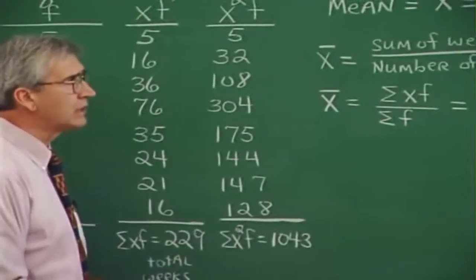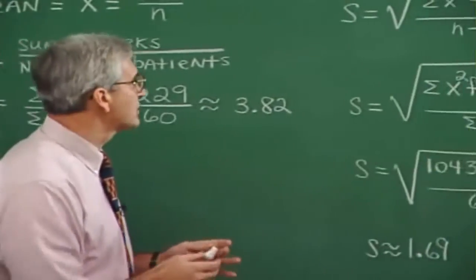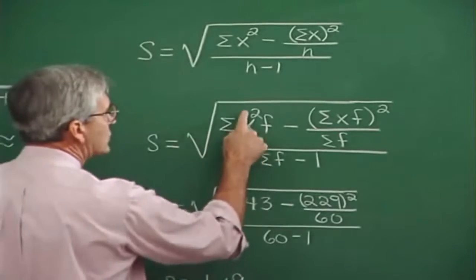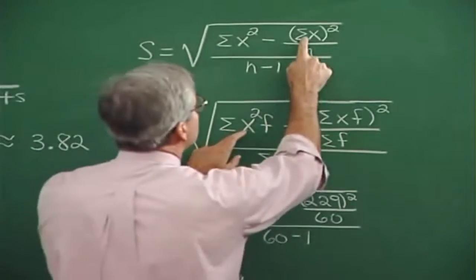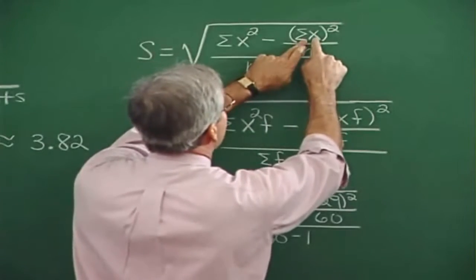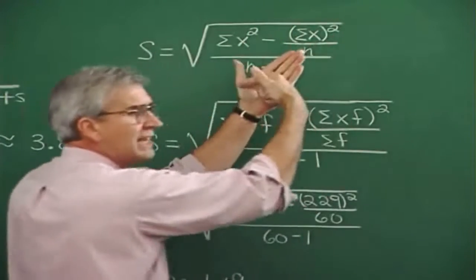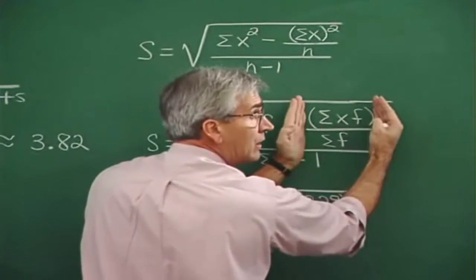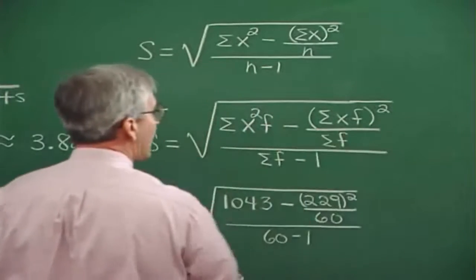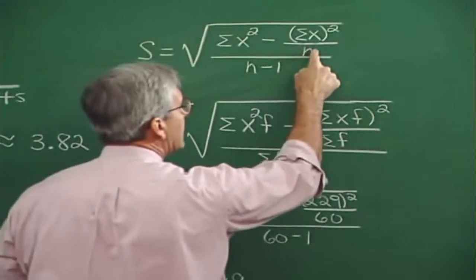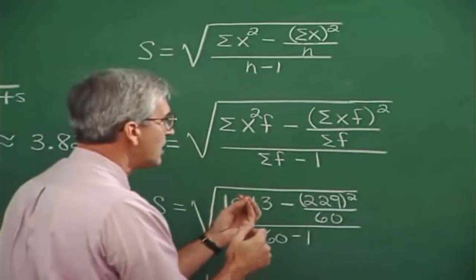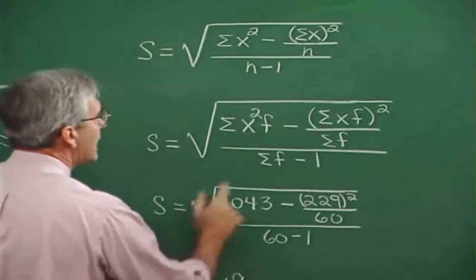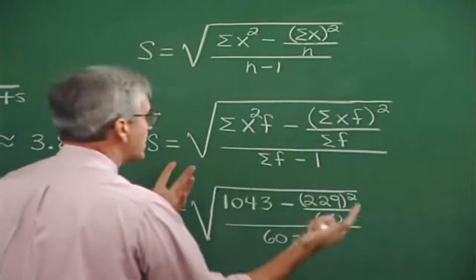All right, let's go back over to the shortcut formula and see if there are any other surprises. Now notice that the sum of x squared is replaced with the sum of x squared f. Okay, the sum of x's all squared. Now the sum of x values, every one of those x's was associated with a frequency. So the sum of x is replaced with the sum of xf, and then that value is squared, and we have already talked about that. And the n, the total number of patients, was the sum of frequency numbers. So that's the sum of frequency as I have here. And this n also is the sum of frequency.